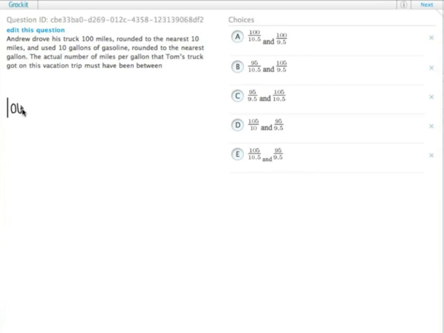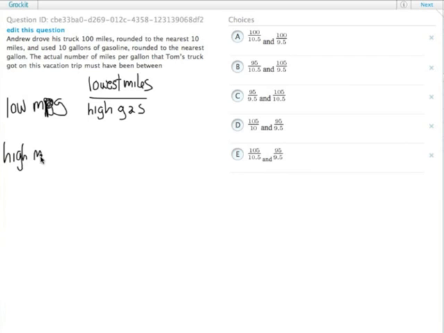The low end of his miles per gallon, that's supposed to be a P, so it would be the lowest number of miles possible over the highest amount of gas. His high for miles per gallon, written correctly this time, would be the highest number of miles over the lowest gas.